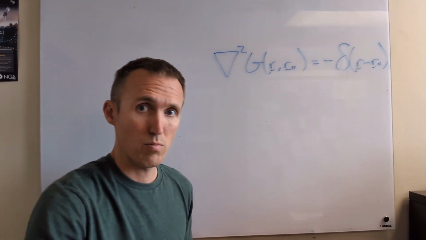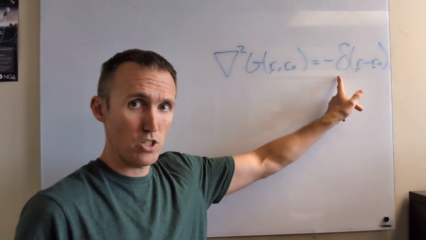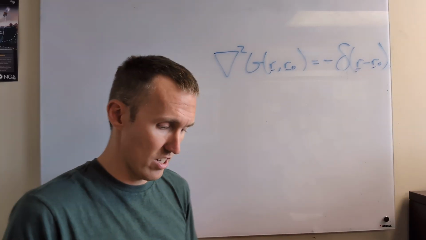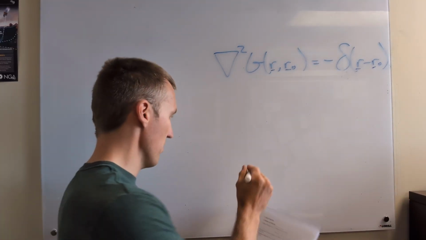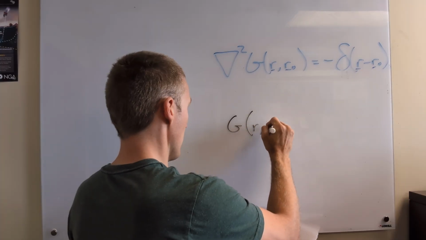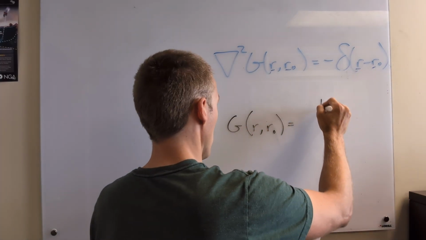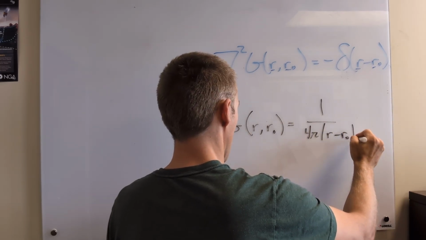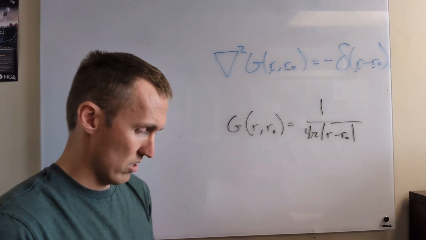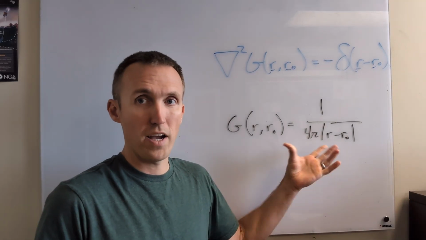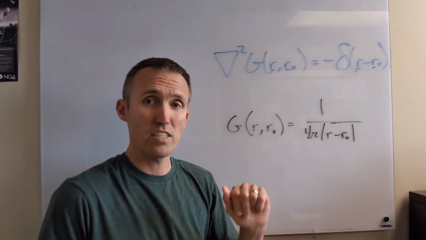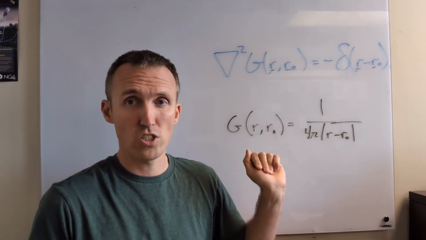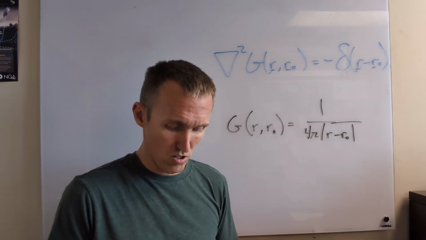and again, what did we satisfy? We satisfied this expression here, and we satisfied that the field, the Green's function, must go to 0 at infinity. This is going to be G of R and R naught, 1 over 4 pi, R minus R naught. And really, this is just 1 over 4 pi R. If R naught is at the origin, it's just 1 over 4 pi R. If R naught is not at the origin, then it's R minus R naught.